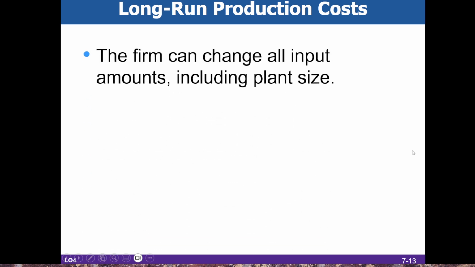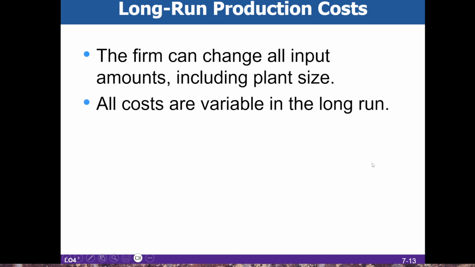We have the long run production cost. In the long run, the firm can change all input amounts, including the plant size. All costs are variable in the long run, and by now you should know that if the total cost curve is coming out of the origin, we're in the long run. If it's coming out of some price, that means we are in the short run. So we could look at that in the graph in class.